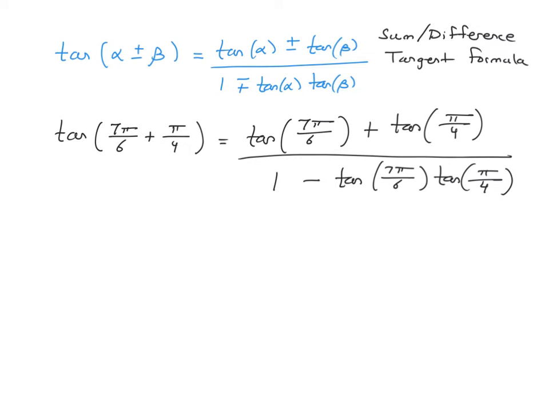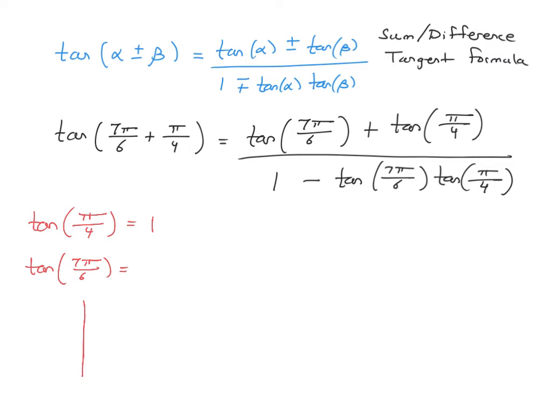To complete the problem, we just have to know the exact values of tangent at 7 pi over 6 and also tangent at pi over 4. Tangent at pi over 4 is a known angle. Tangent is the ratio of sine to cosine. Sine and cosine are both equal at pi over 4, so tangent of pi over 4 is equal to 1. But what about tangent of 7 pi over 6? What is that equal to?